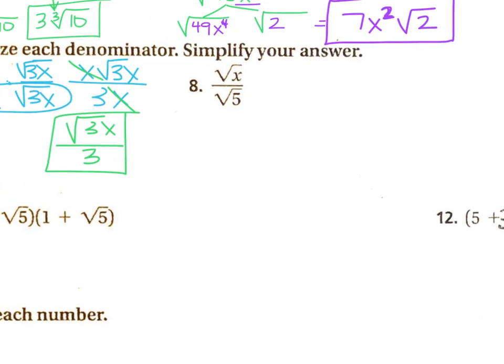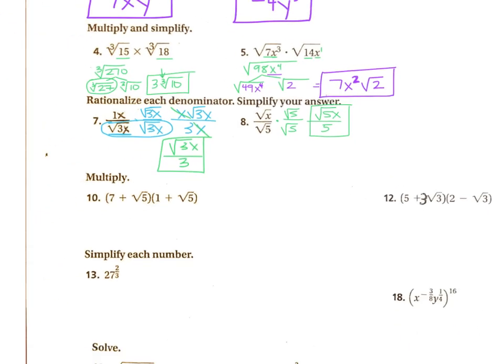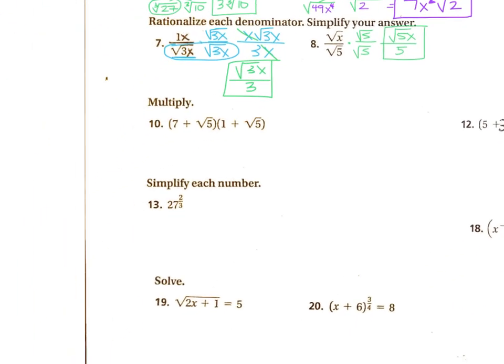We got to rationalize again. So we're going to get the square root of 5 out of there. So we multiply by 1. On top, that would be the square root of 5x. On bottom, square root of 5 times square root of 5, sorry guys, that's my daughter, is the square root of 25, which is just 5. So this would be your answer. Okay. All right, number 10.